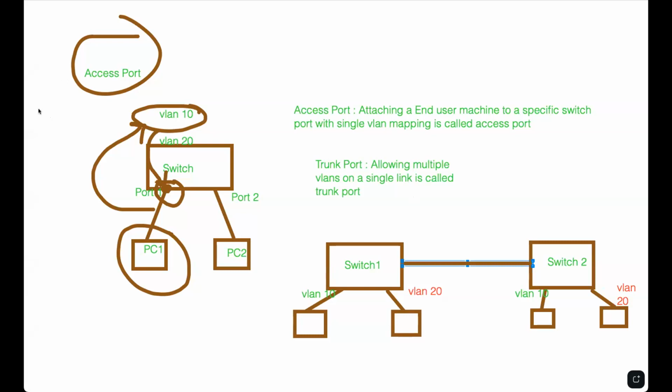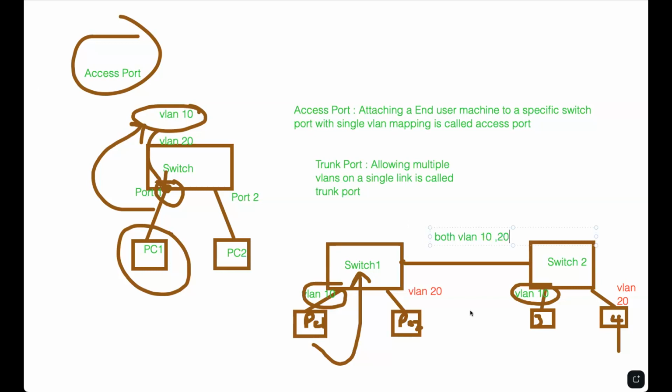Now let's see the traffic flow here between these two PCs. This is PC1, this is PC2, this is PC3, and this is PC4. Now PC1 wants to talk to PC3 in the same VLAN. So when the frame comes in from PC1, the switch will broadcast that frame to the interfaces on the same VLAN. So now this port, we should allow both VLAN 10 and VLAN 20.